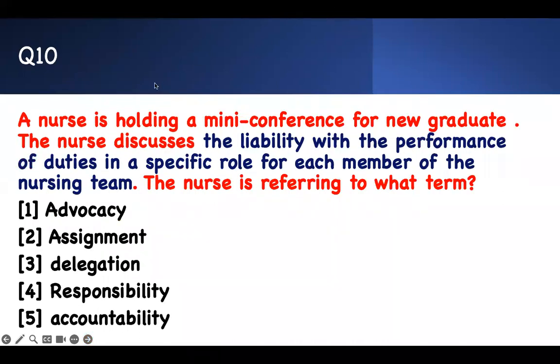Number 10. The nurse is referring to what term? The same thing, like I told you. You see, we keep on repeating just single words. A nurse is holding a media conference for a new graduate.